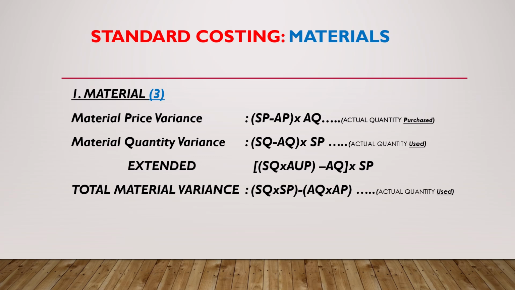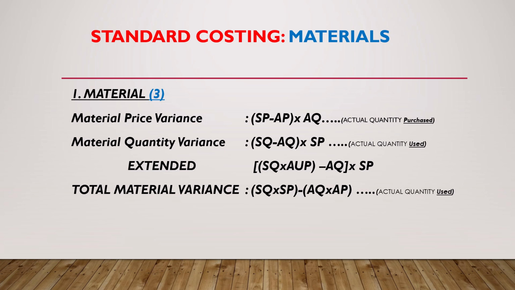This is part 2 of standard costing, whereby part 1 was introduction, and in part 2 we are talking about material. As you can remember, in the introduction we said we are going to do calculations on the 3 elements of production, which are material, labor, and manufacturing overheads. So now we are talking about material.